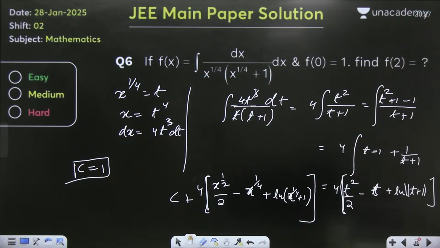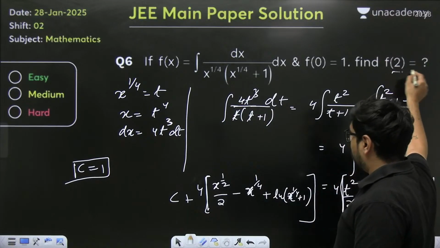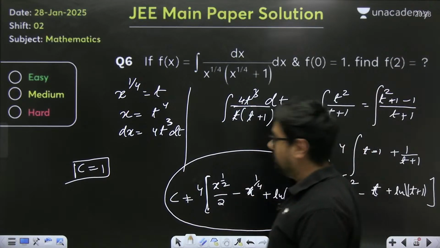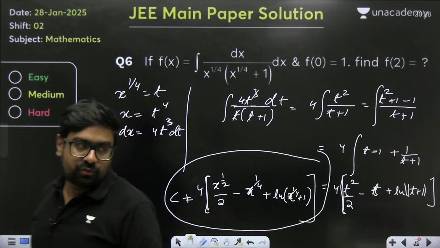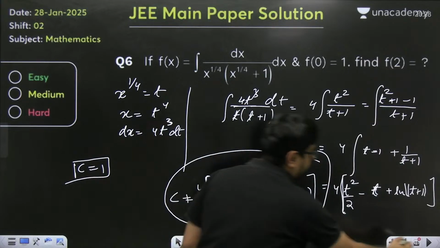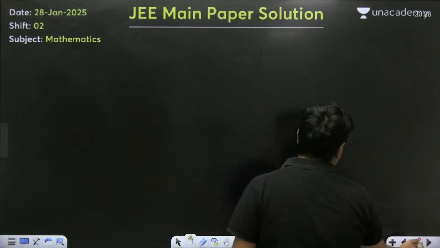Correct? Your c will be equal to 1. And accordingly, you can find out f of 2. Something with 2 to the power 1 by 2 and 2 to the power 1 by 4. Something like this should be there in the options if this exactly was the question. Something like this will be there in your options.